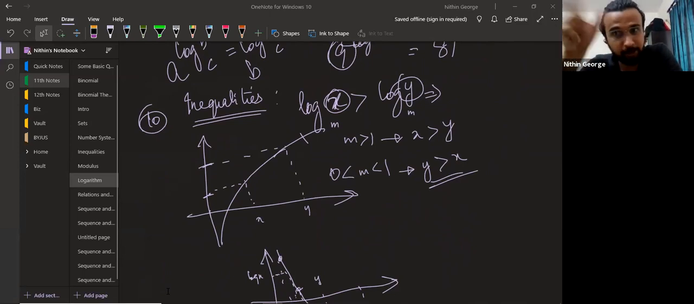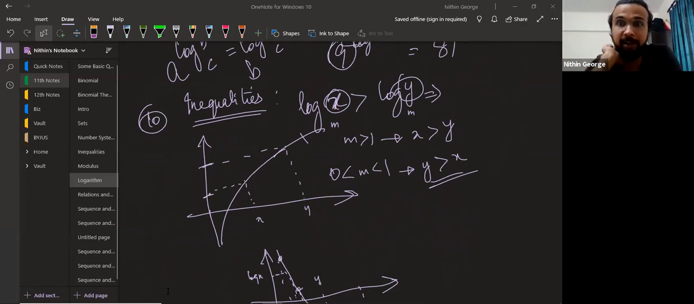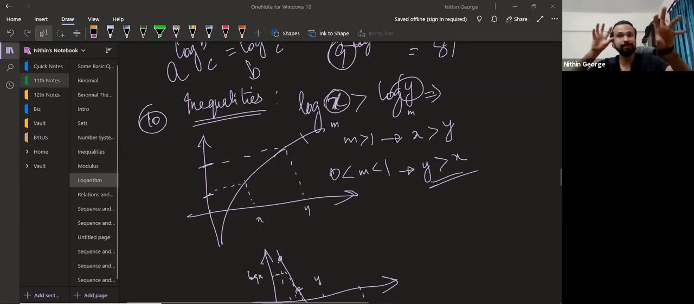It's the opposite. Basically, the sign flips. In the second case, x is less than y when m is between 0 and 1. So whenever you see log x to the base m greater than log y to the base m, you write x greater than y if m is greater than 1. You don't write it that way, as in the sign will flip: x less than y if m is between 0 and 1. Just remember like that.